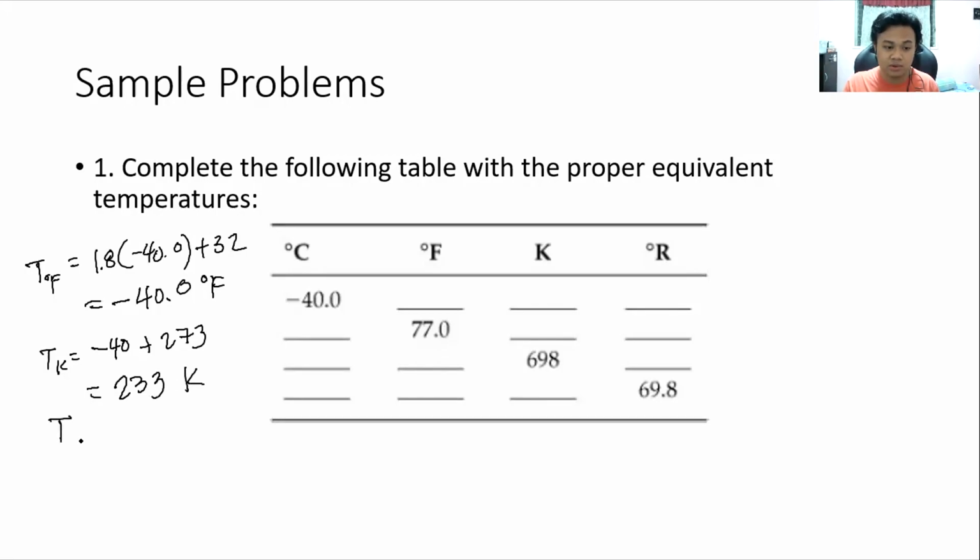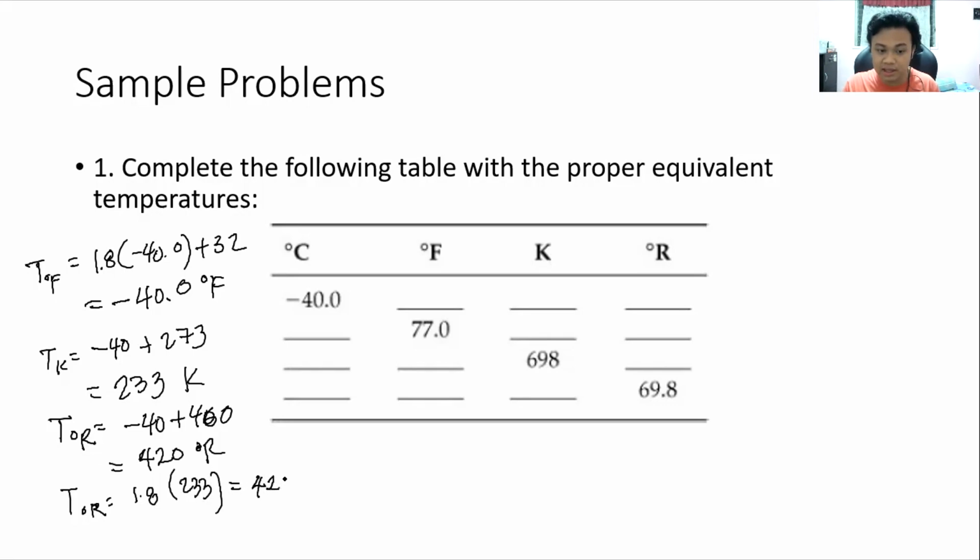Okay, and then to convert it to Rankine, actually we have two options. One is to add 460 to our degrees Fahrenheit. So we just have to add 460, so it will be 420. Okay, 420 degrees Rankine. And then the other way is to multiply 1.8 to our Kelvin value. So 233 will come out as 420 degrees Rankine also. Not really an exact value, but still it is near. Okay, so we just have to put here our answers. So negative 40, and then 233 and 420.